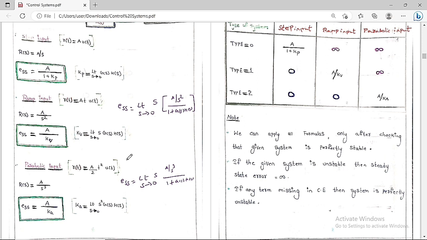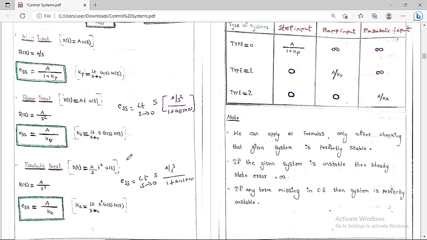If any term is missing in the characteristic equation, then the system is perfectly unstable. This one I already told you. In the characteristic equation, if any power of the term is missing, then definitely we can say the system is unstable, and the steady-state error is always equal to infinity. So these things you always have to keep in your mind.